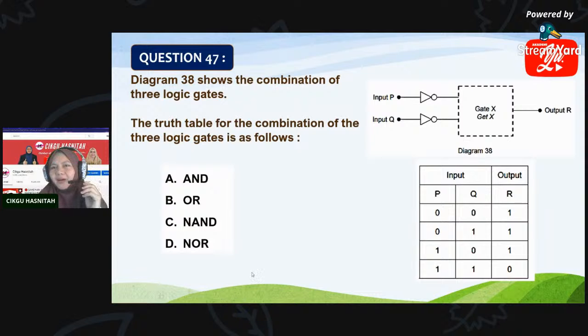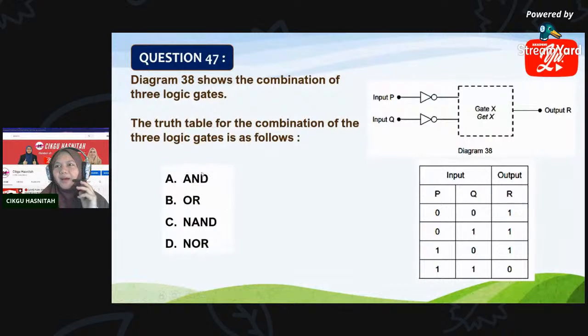Okay, look at the reading of the truth table. The input is 0, 0, output is 1. When the input is 0, 1, the output is 1. When the input is 1, 0, output also 1. And when input is 1, 1, the output is 0. Study this truth table carefully and determine which gate is suitable to be fixed at X.